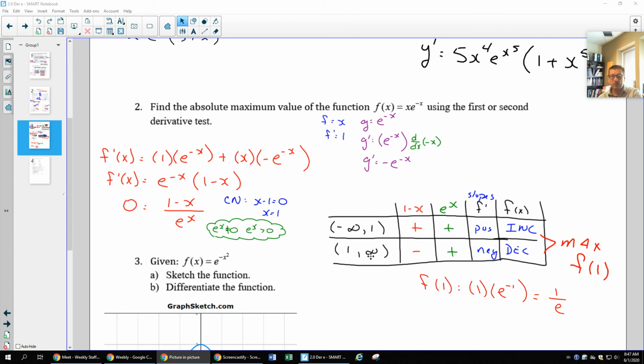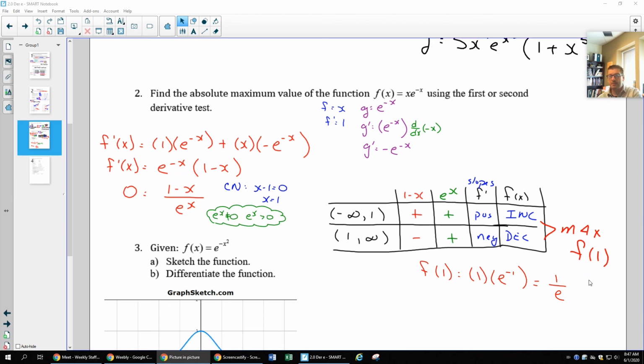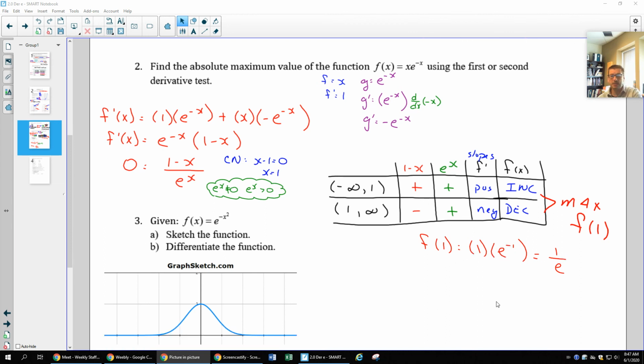And then the second region, when you're larger than 1, so 1 minus 2 or 1 minus 10, you get a negative number. e to the x is still positive. So now you have a negative slope, so your function is decreasing. So that means you have a maximum value going from increasing to decreasing, at x equals 1. If you put 1 back in the function, 1 times e to the minus 1, your maximum value is 1 over e.